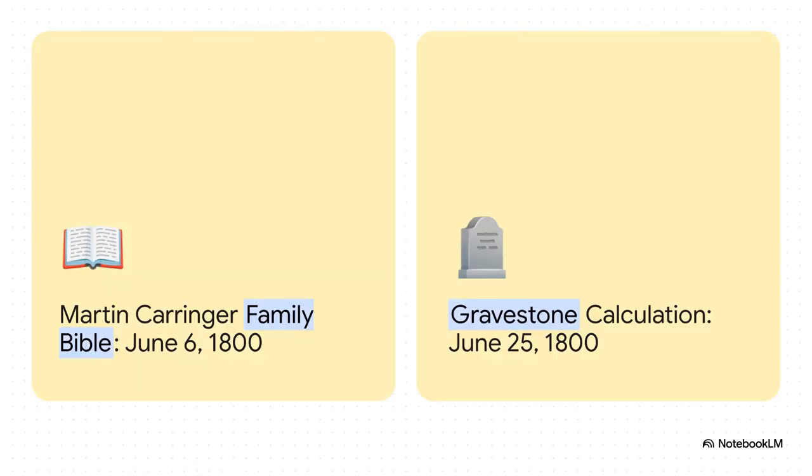And here's where historical detective work gets a little messy. We have 2 really strong sources for Henry's birth date. His own father's family Bible says it's June 6th. But if we do the math and calculate backwards from the date on his gravestone, we get June 25th. That's a 19-day difference. It might seem like a small thing, but it's a perfect example of how even our best sources can disagree. History is rarely a straight line.